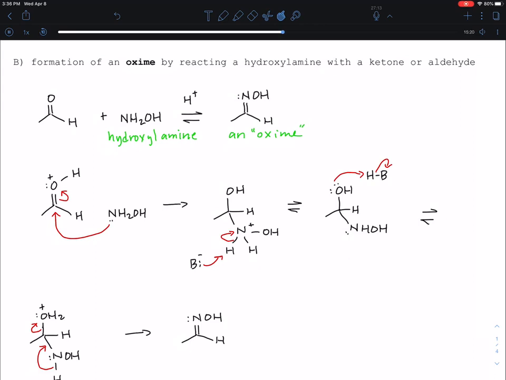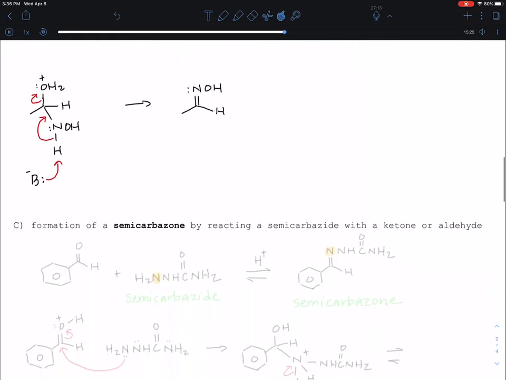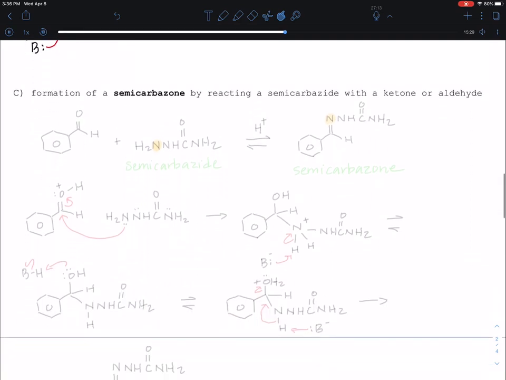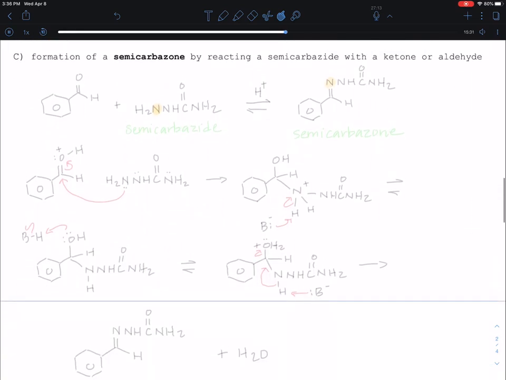We have another example, the last example that I'm going to show you for reacting primary amines with ketones and aldehydes. We can take a semicarbazide. Azide, right, or azo, that's nitrogen containing. So if you see azo or aza or azide, you know there's a nitrogen somewhere in there, right? We're going to form a semicarbazone by reacting a semicarbazide with a ketone or an aldehyde. So let me show you what that looks like.